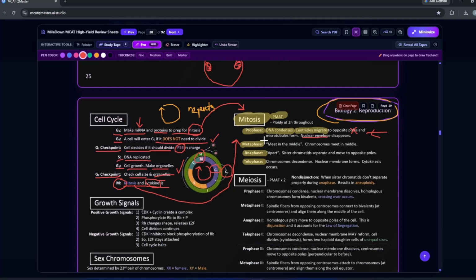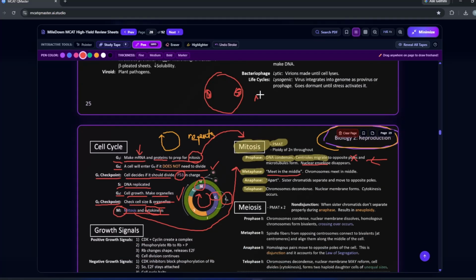And then in metaphase, meet in the middle. What does it mean, meet in the middle? Some people like to remember metaphase and its function by saying meet in the middle, or M for middle, and the reason why is because this is where your chromosomes, quite literally, meet in the middle, like this, like this, like this.